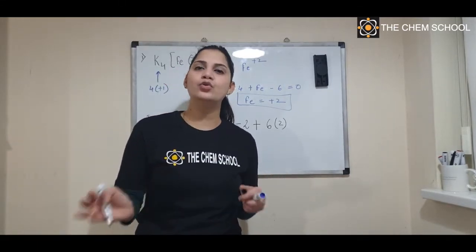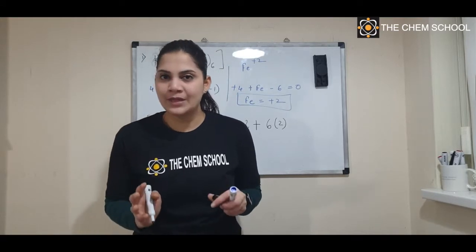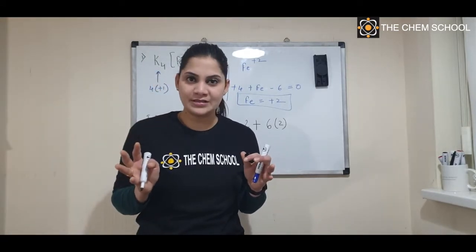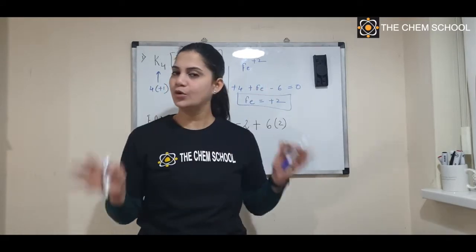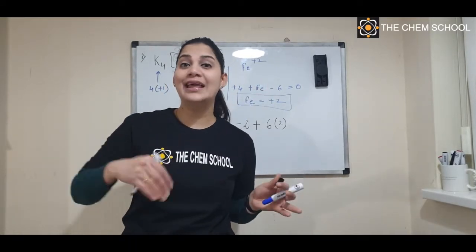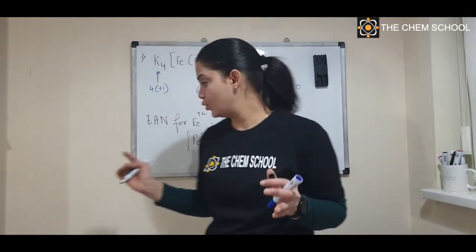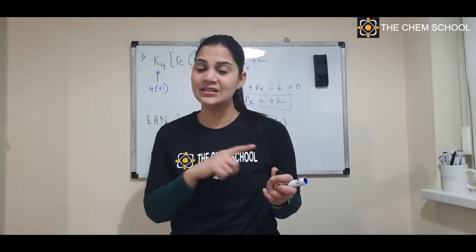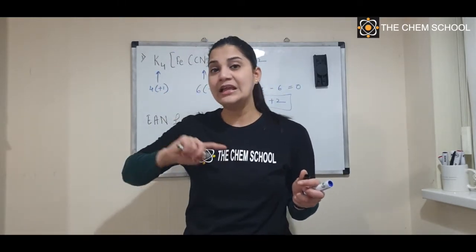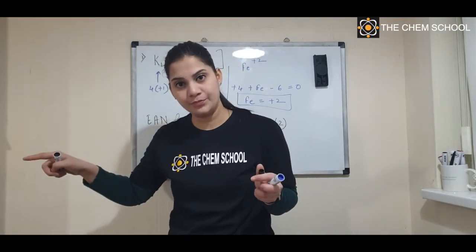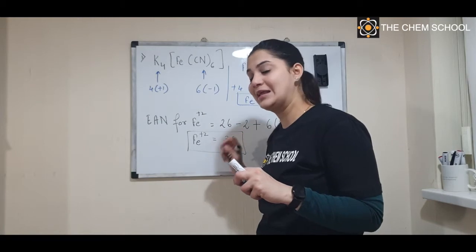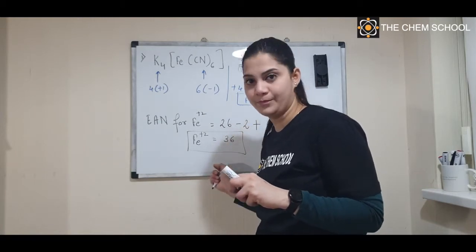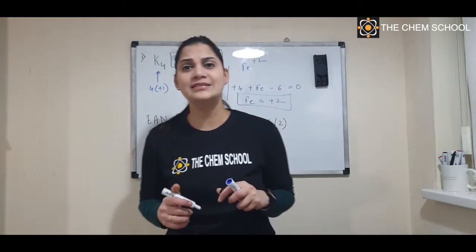So the EAN rule basically explains this: the metal in a complex is trying to attain some electrons, and how many electrons they want to achieve in the outermost shell is that of the next inert gas. So in Fe, that is in the fourth period, the inert gas is nothing but krypton, right? So it is trying to achieve the inert gas configuration of krypton. Okay, so let's solve some more examples.